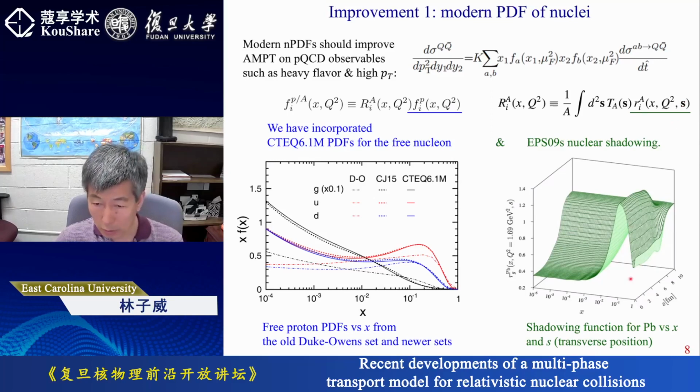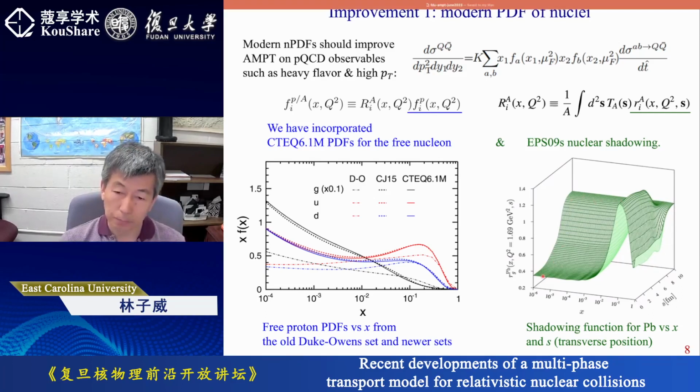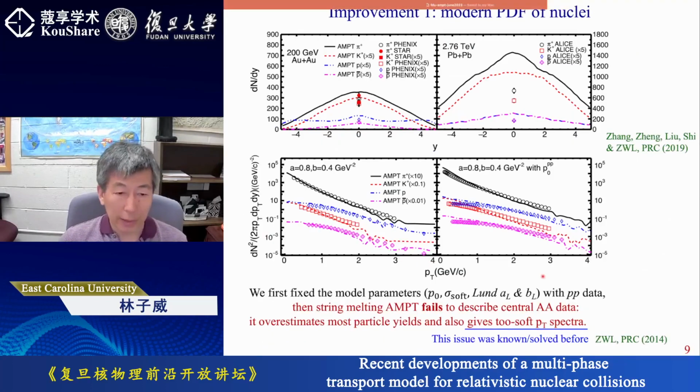And here you can see the plot of the shadowing function in the lead nucleus at a given Q square versus the Bjorken X and the transverse position S. On the edge, there's basically no shadowing, but deep in the center of the nucleus, you see a much more severe shadowing.